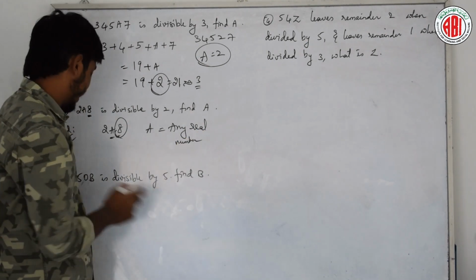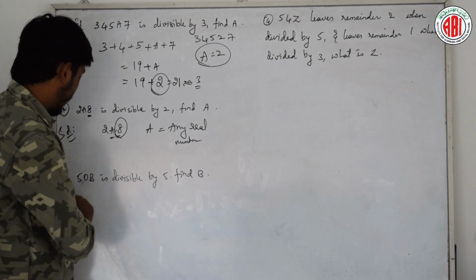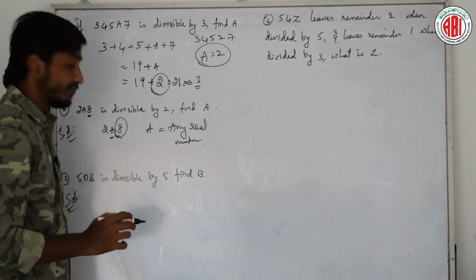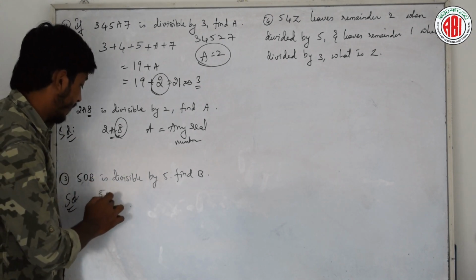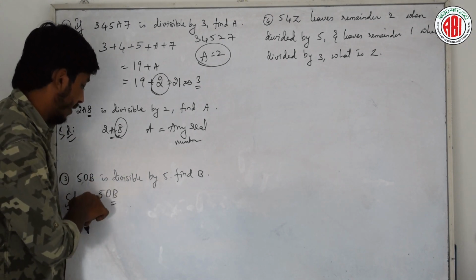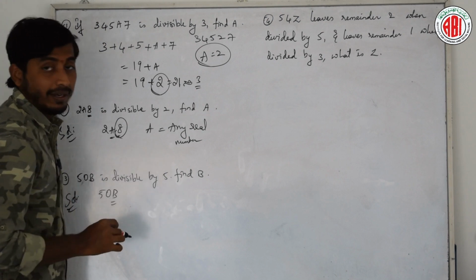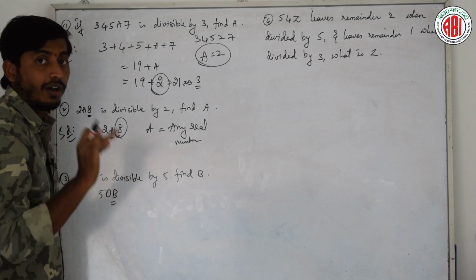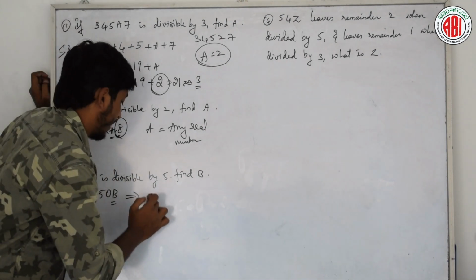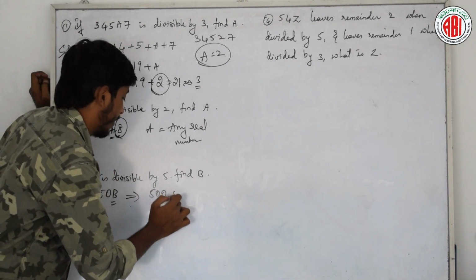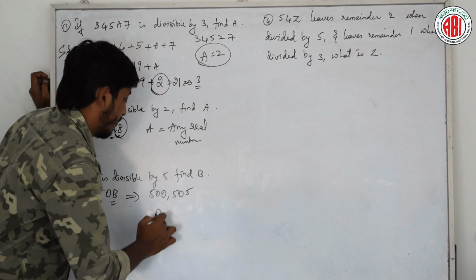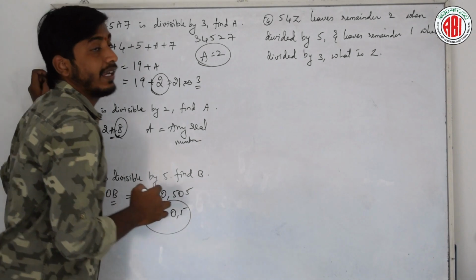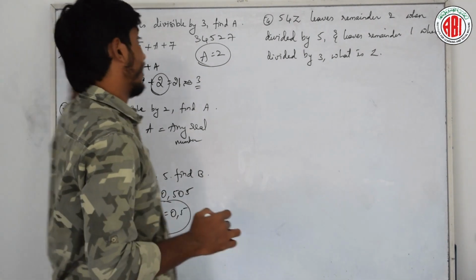Okay. Next, 50B is divisible by 5. Tell me, what is B? 50B. What is the rule for the 5 table? I mean, divisible by 5. B should be either 0 or 5. Therefore, the number can be either 500 or 505. Therefore, the value of B can be 0 and 5. Is it right? Good.